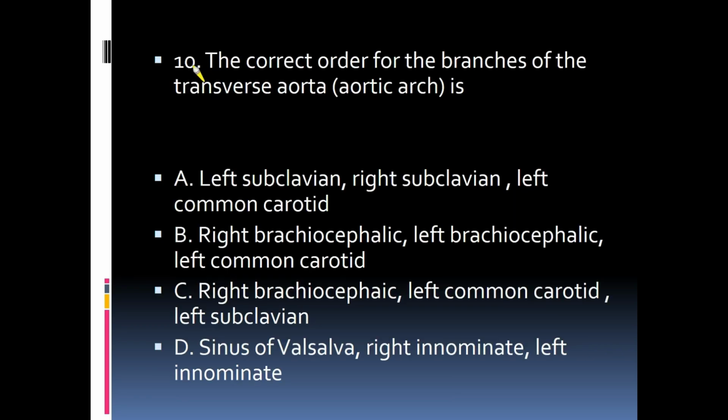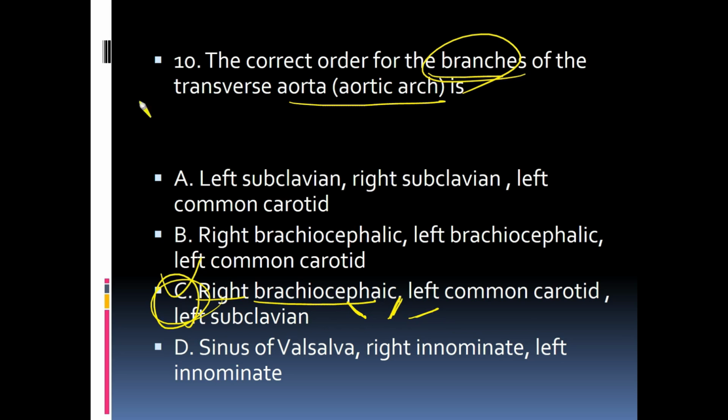This one is also related to the aorta. It's about choosing the option related to the branches from the aortic arch. In order, the right brachiocephalic artery branches off first. Next is the left common carotid, followed by the left subclavian. So you should select option number 10 as the correct answer.